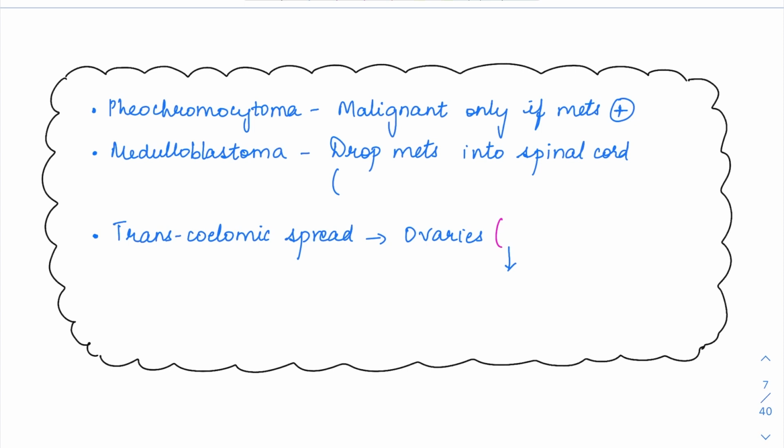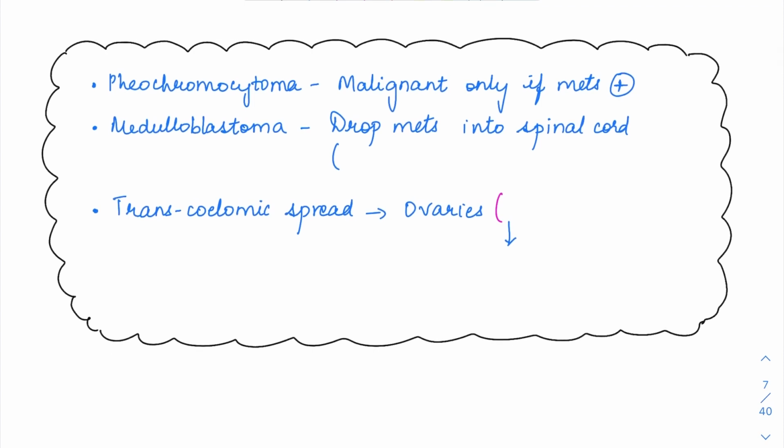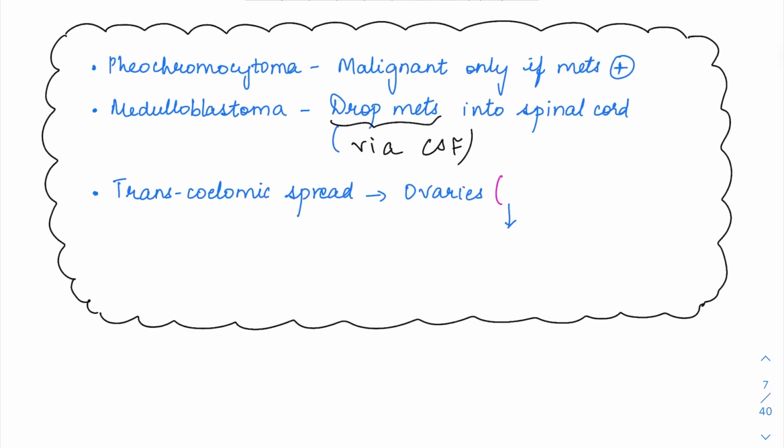So, this I have already mentioned. Pheochromocytoma, you call it malignant only when metastasis is present. And there is something called drop metastasis. Drop metastasis is seen in medulloblastomas because medulloblastoma tends to involve the CSF, and via the CSF they drop into the spinal cord and have a discontinuous tumor in the spinal cord as well. Okay. And there is another thing called transcoelomic spread.